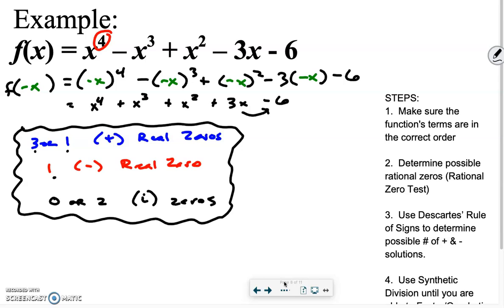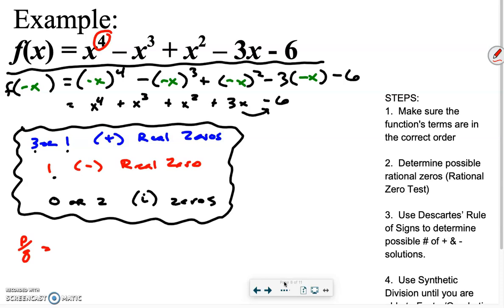Okay, so from there, we now want to go ahead and find the actual zeros. Some of us might be thinking this is now back to what we've been doing previously. So we have to create our list of P over Qs. Luckily, we have a leading coefficient of 1, so that means that our P over Q list is going to be a little bit easier to identify.